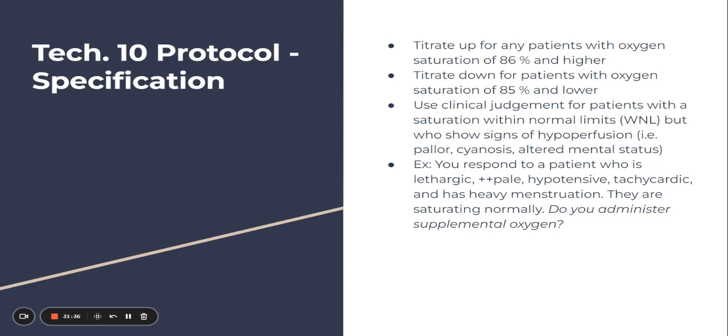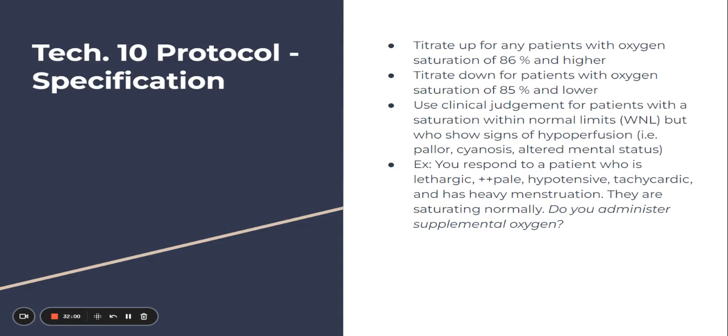If a patient starts below 85, then we're going to titrate down, meaning we're going to give 100% O2, and then we're going to titrate down. If it's way too high, then we'll change to a nasal cannula, for example. Again, I'll repeat it. Use clinical judgment with patients with a saturation within normal limits, but who show signs of hypoperfusion, pallor, cyanosis, altered mental status.